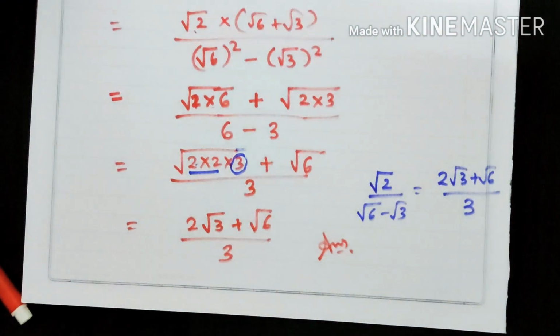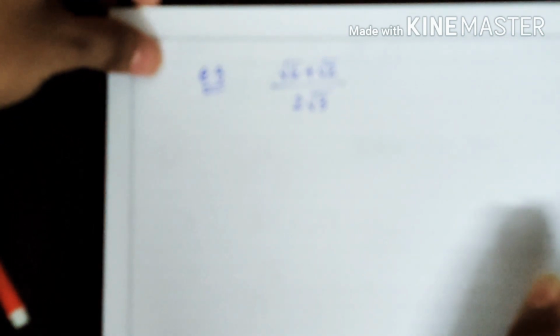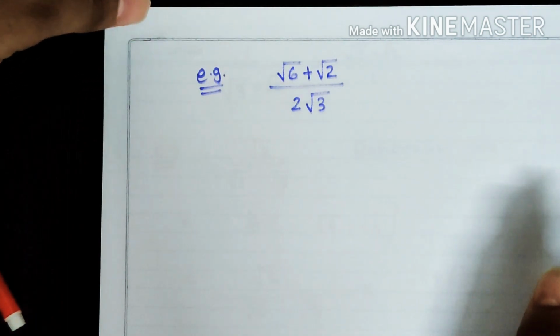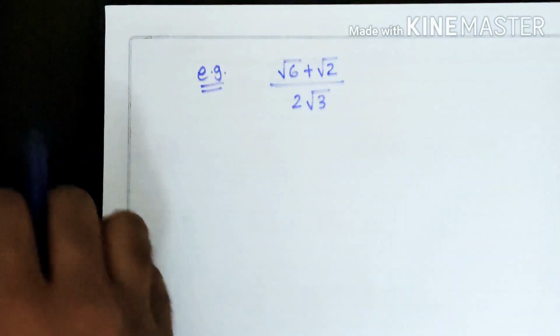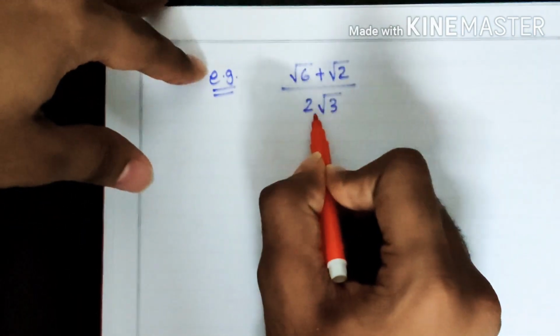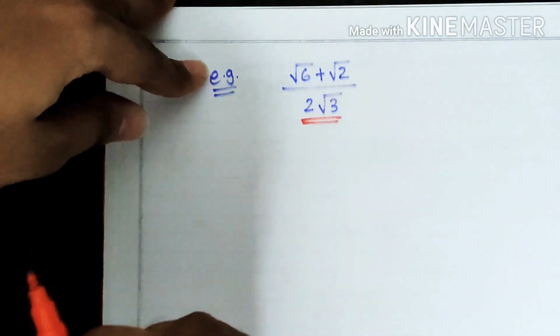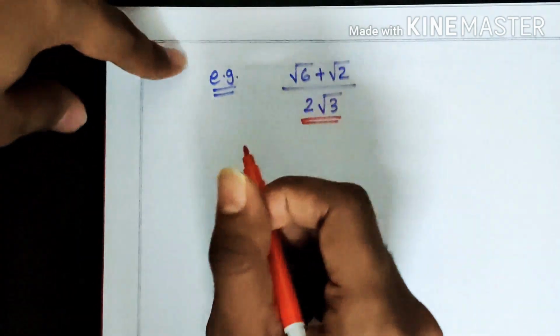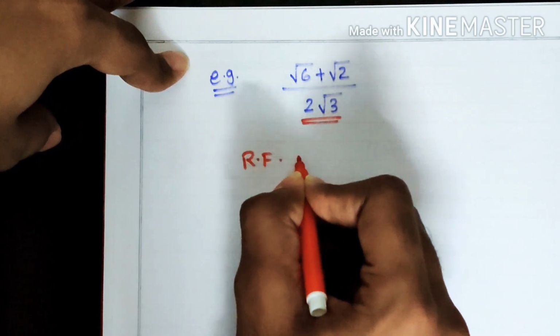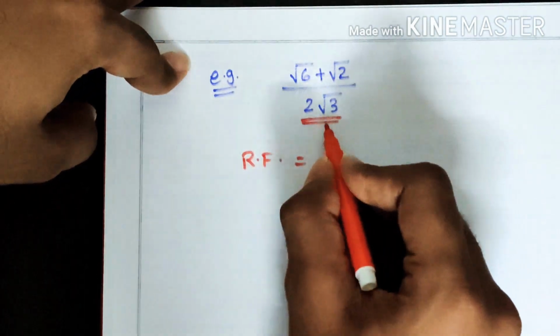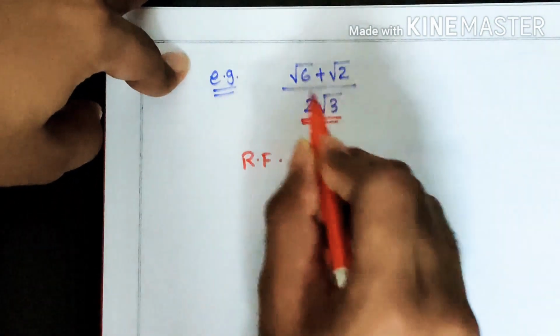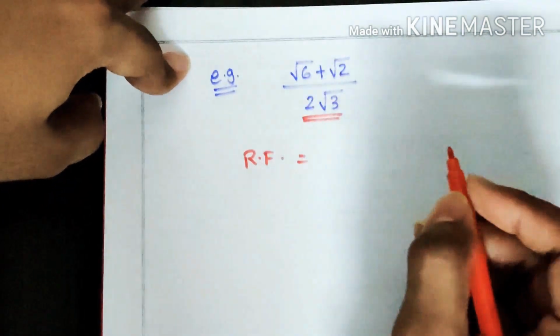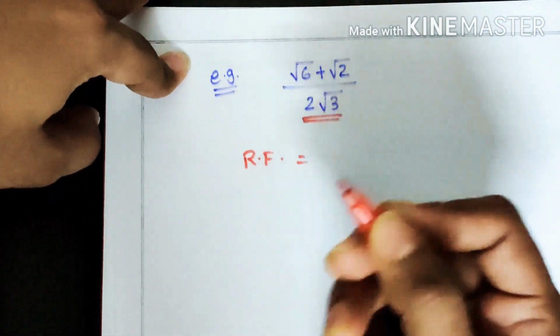One more example I will take. So our next example is root 6 plus root 2 divided by 2 root 3. Now in the denominator there is a single term only, 2 root 3. So here we need to identify our rationalizing factor first. The rationalizing factor is the same number when there is a single irrational term.